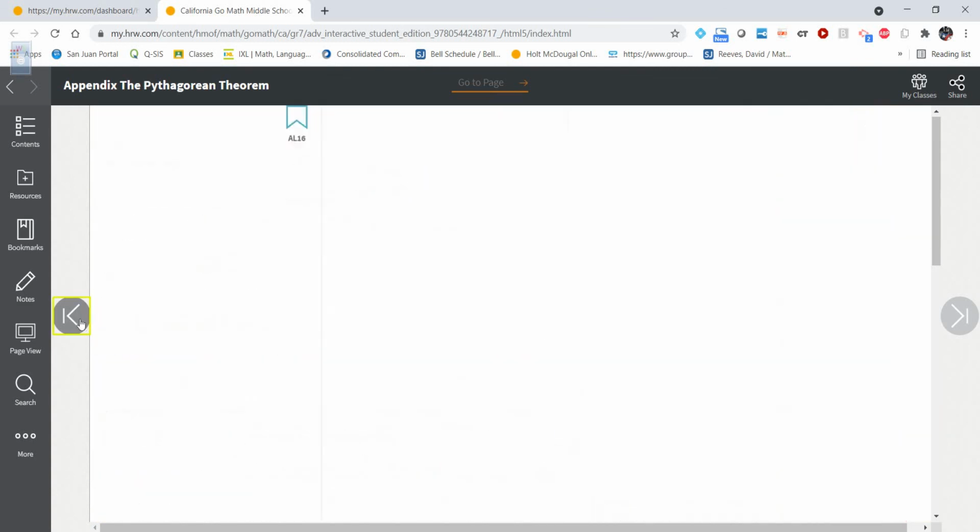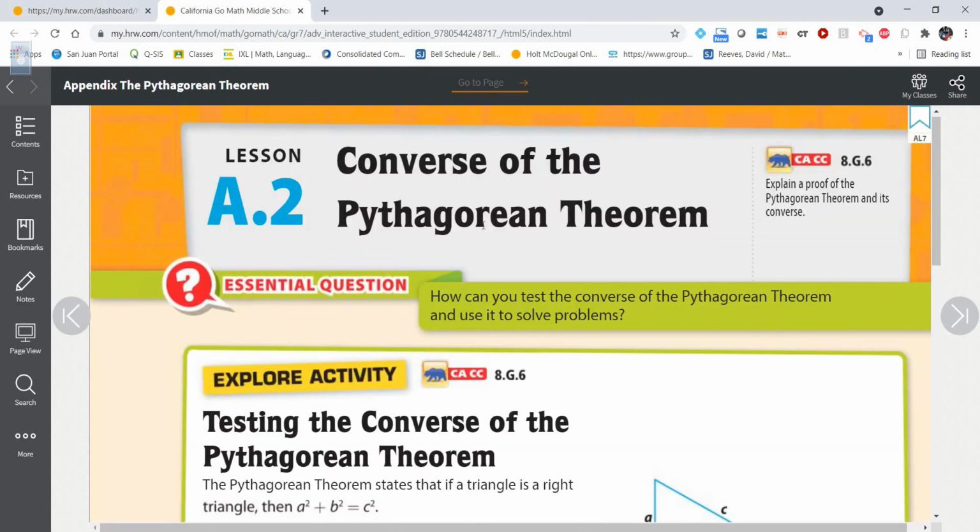All right, so that is just a quick lesson on the converse of the Pythagorean theorem.